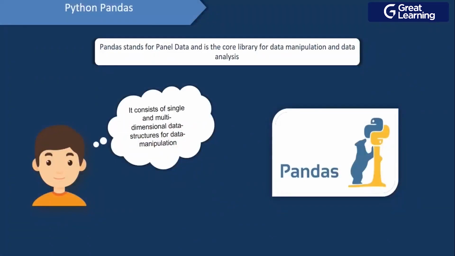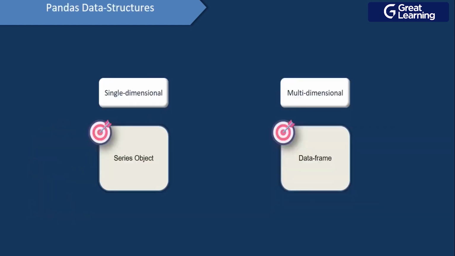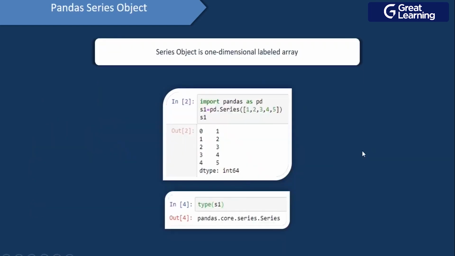So Pandas stands for panel data and is the core library for data manipulation and data analysis. So if you want to perform any sort of data analytical task, Pandas should be your go-to library. And Pandas provides single and multi-dimensional data structures for the purpose of data manipulation. So the single dimensional data structure is known as the series object, and the multi-dimensional data structure is known as the data frame. We'll start off by understanding the series object.